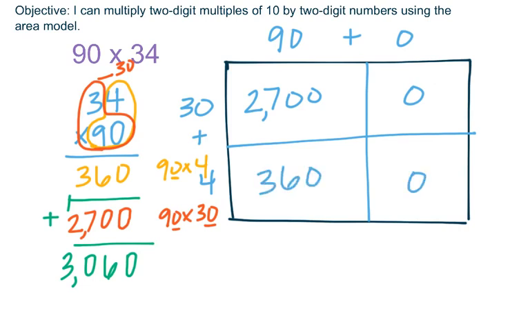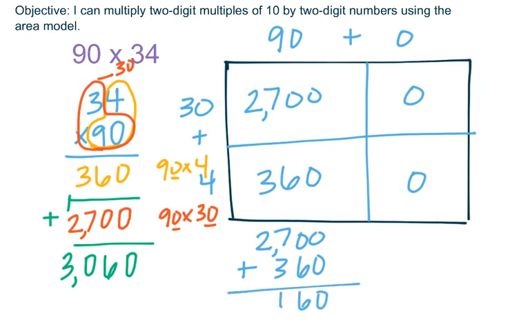Okay, so I did 30 times 90 was 2,700. 30 times 0 is 0. 4 times 90 is 360, and 4 times 0 is 0. And then if I add those up, notice I'm adding the exact same numbers that I added just a minute ago without the place value chart. And notice I'm getting the exact same answer.